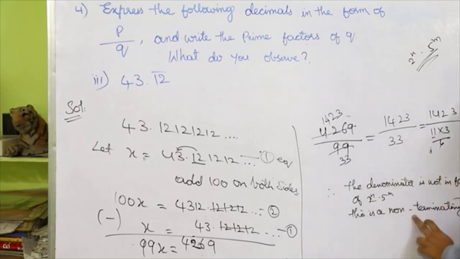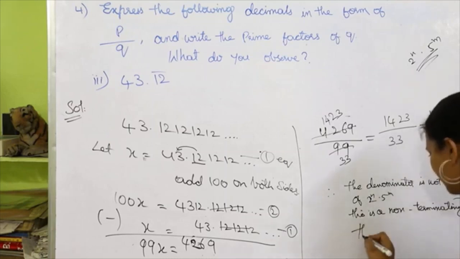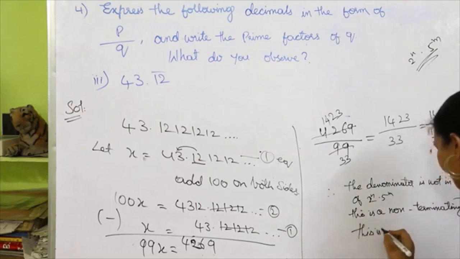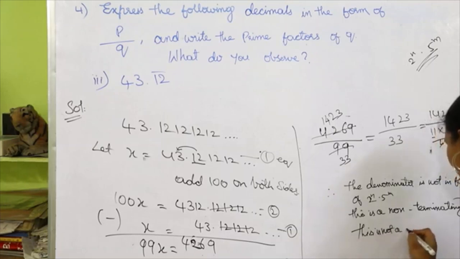If this is a non-terminating decimal and the denominator is not in this form, then this definitely would become a non-terminating decimal. If this is a non-terminating decimal, then what would it be? It is not in the form of p by q. If it is not in the p by q form, this will not be a rational number. So this is not a rational number. So if this is not a rational number, then this definitely would become an irrational number.